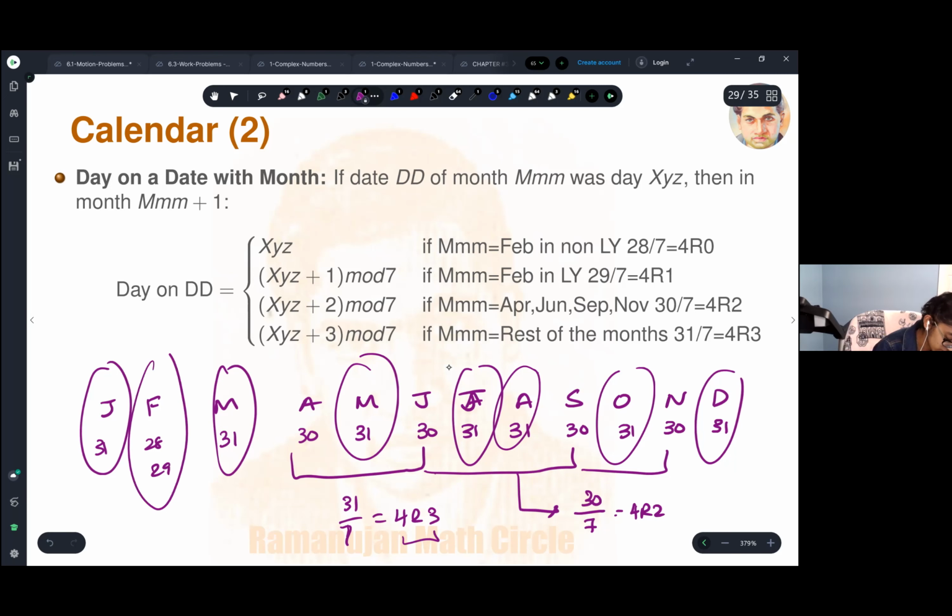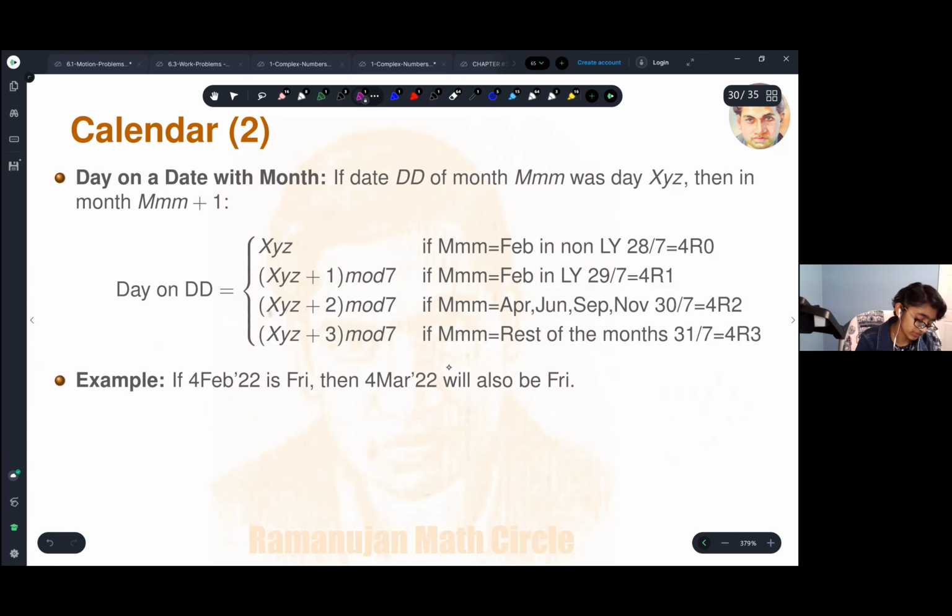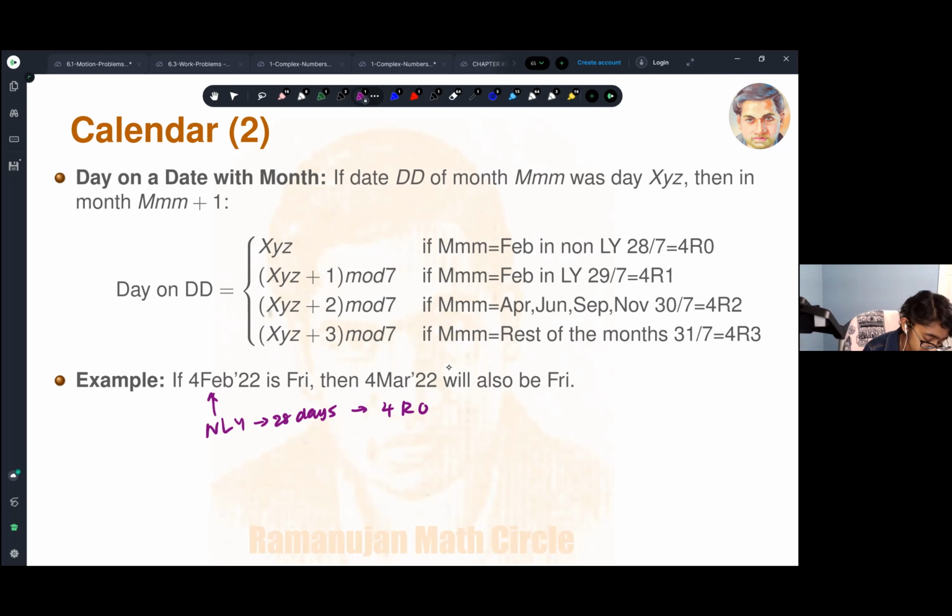And then February is a special case. It either shifts by 1 or by 0. So this is non-leap year, and this is leap year. So for example, if the 4th of February 2022 is on a Friday, then the 4th of March will also be on a Friday. And the reason is because February of 2022 is not a leap year, so it's 28 days, and that is 4 remainder 0 when divided by 7. And the reason we're dividing by 7 is there's 7 days in a week, just for reference. And since there's remainder 0, there's no shift.